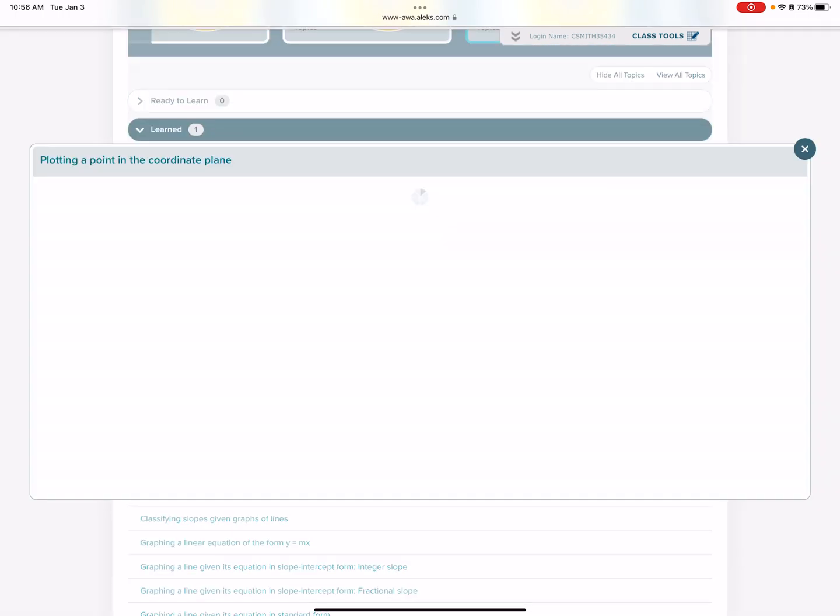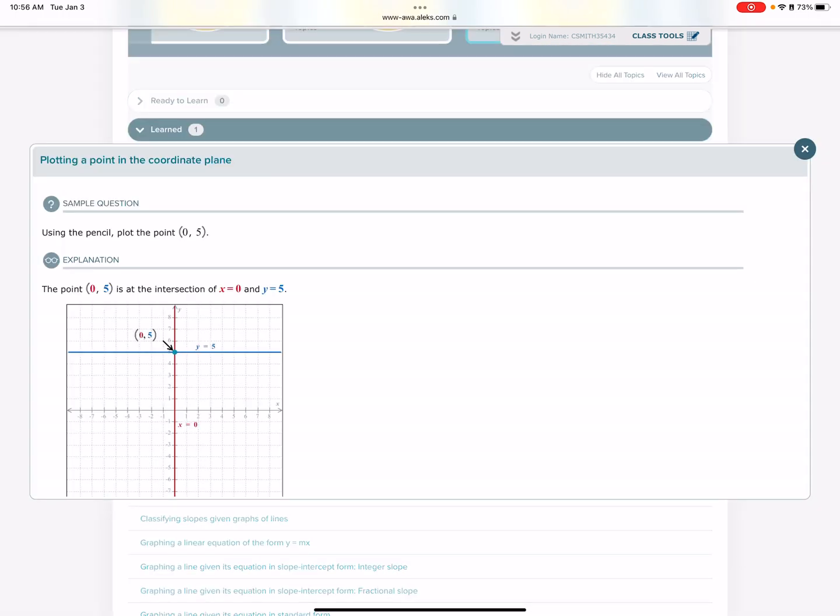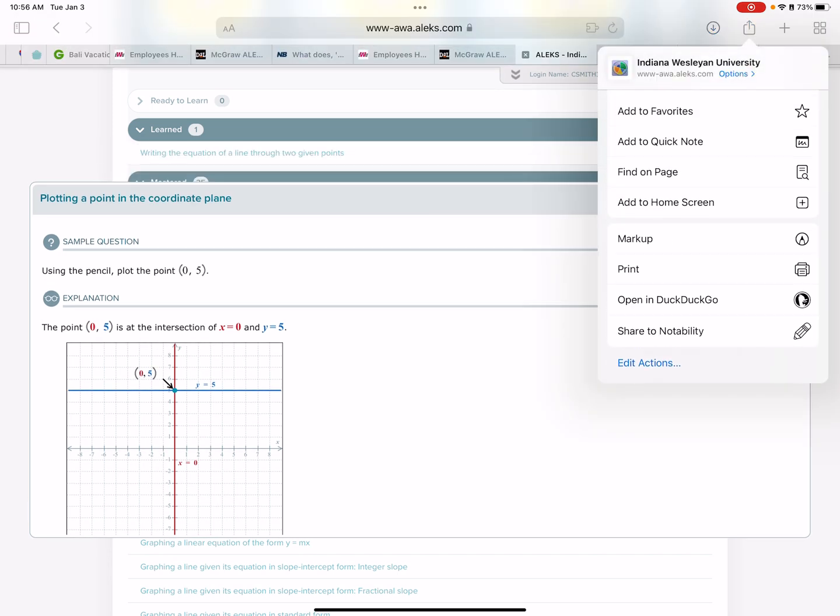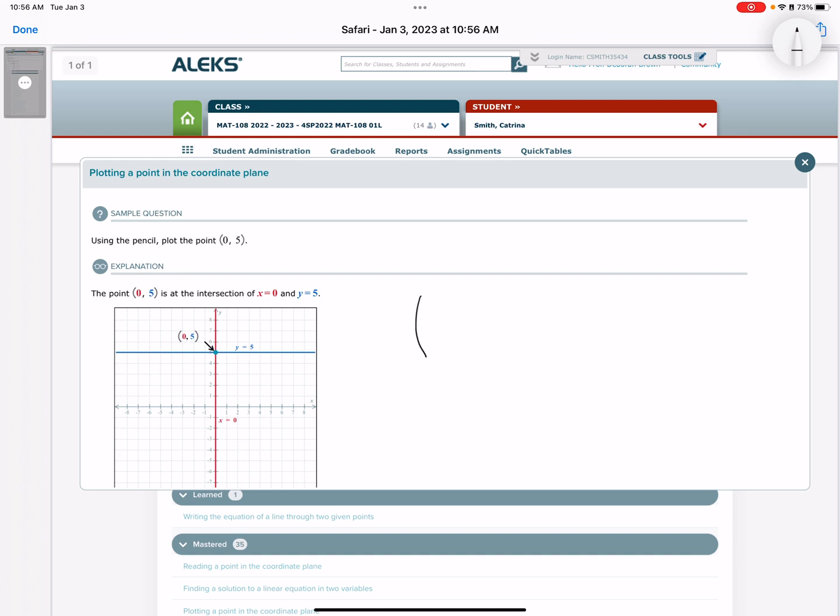Plotting a point in the coordinate plane. So this is very similar to what we just talked about, plotting a point, 0, 5. Remember, the first number is the x, which is your horizontal axis. The second number is your y, which is your vertical axis. Let me draw it out for you here. I always kind of do this. I say, okay, this is the horizontal axis, so it's negative, positive. And then the vertical axis, negative, positive.